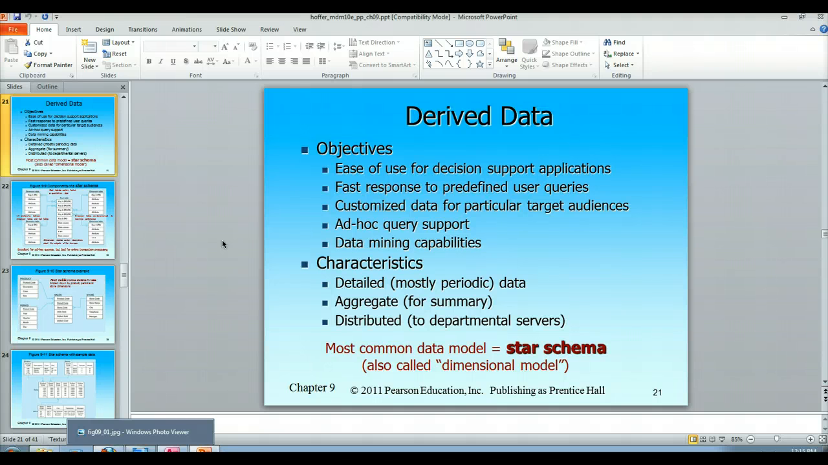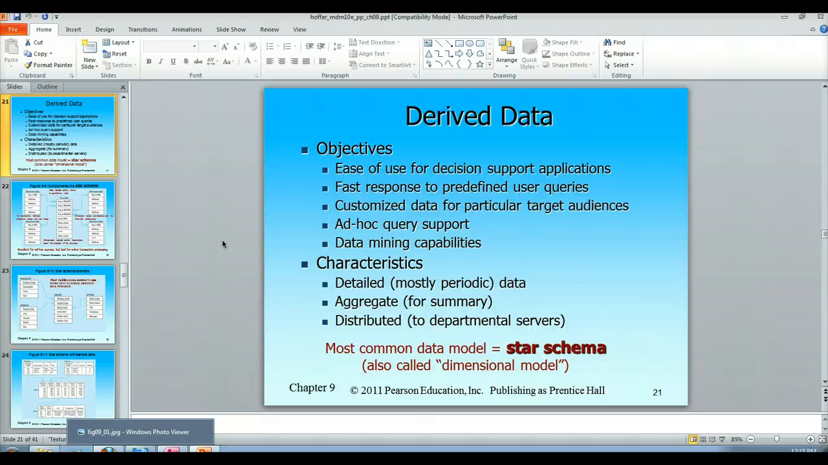It has to allow for ad hoc queries, and it has to have data mining capabilities. Did we talk about data mining yet? Data mining is a statistical analysis of data, which if we haven't spoken about it, we will.